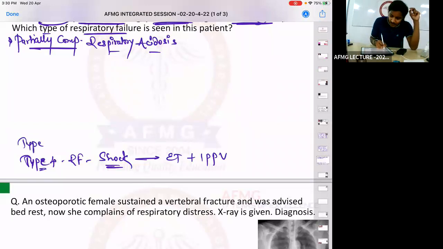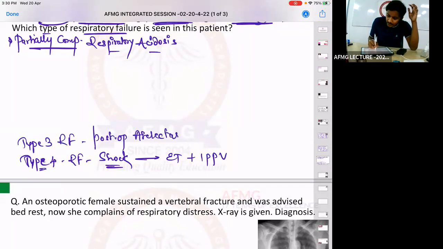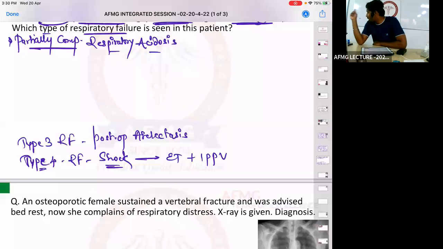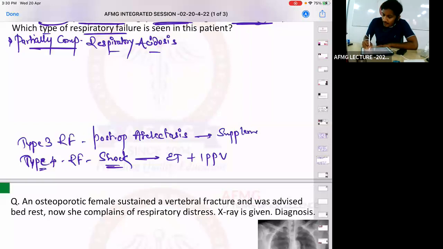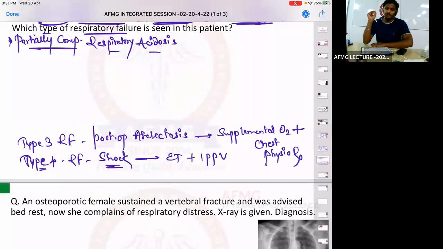Type 3 respiratory failure: a patient who underwent a major surgery now presents with dyspnea. On X-ray, the lung has collapsed. So the cause of type 3 respiratory failure is post-op atelectasis. What is the treatment of choice over here? Supplemental oxygen along with chest physiotherapy. What is the treatment of choice for type 3 respiratory failure? Supplemental oxygen plus chest physiotherapy.